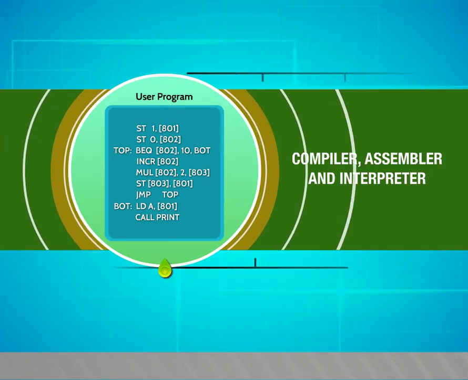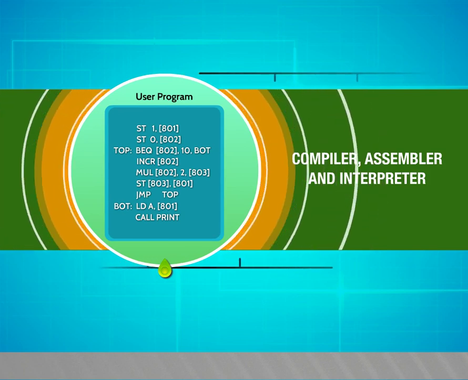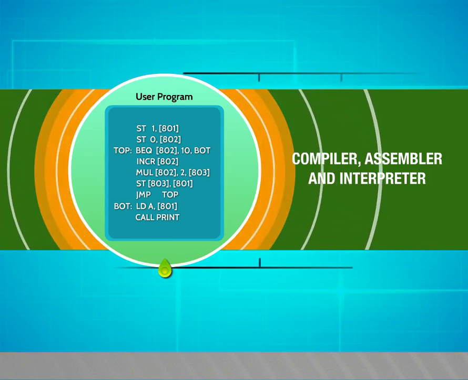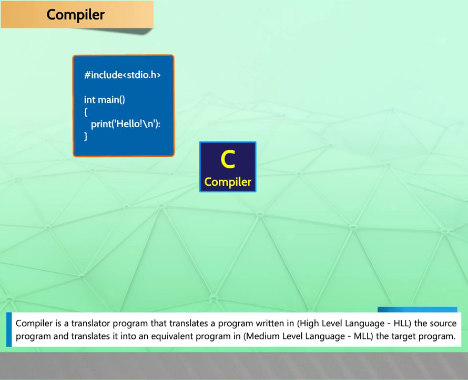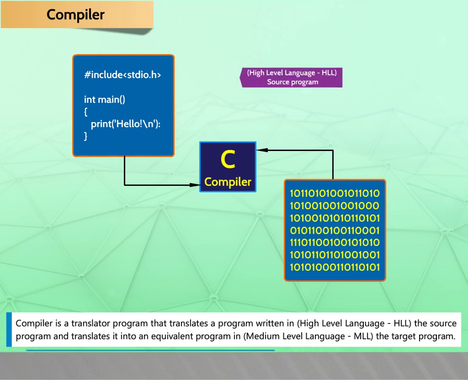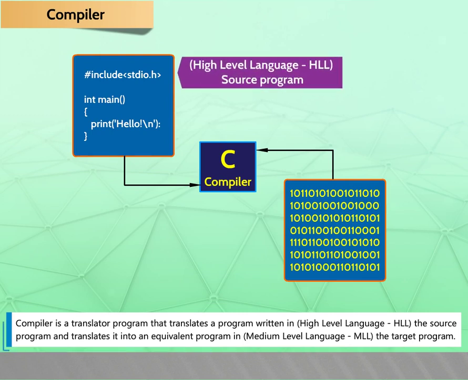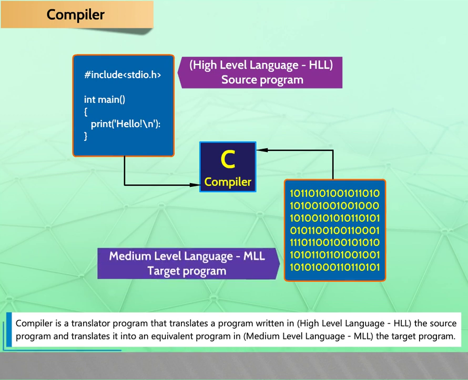Compiler, assembler, and interpreter. In this video, we are going to see about compiler, assembler, and interpreter. Compiler. A compiler is a translator program that translates a program written in high-level language (HLL), the source program, into an equivalent program in medium-level language (MLL), the target program.